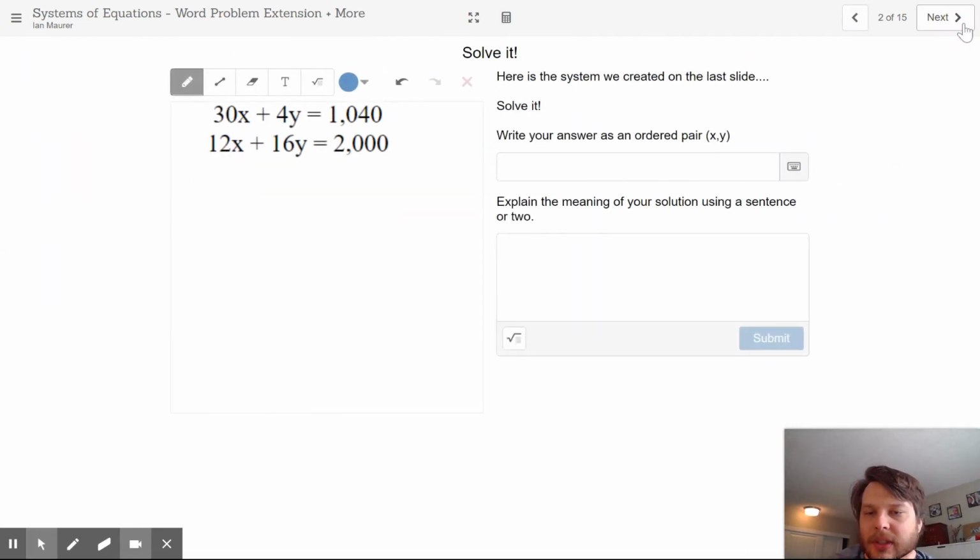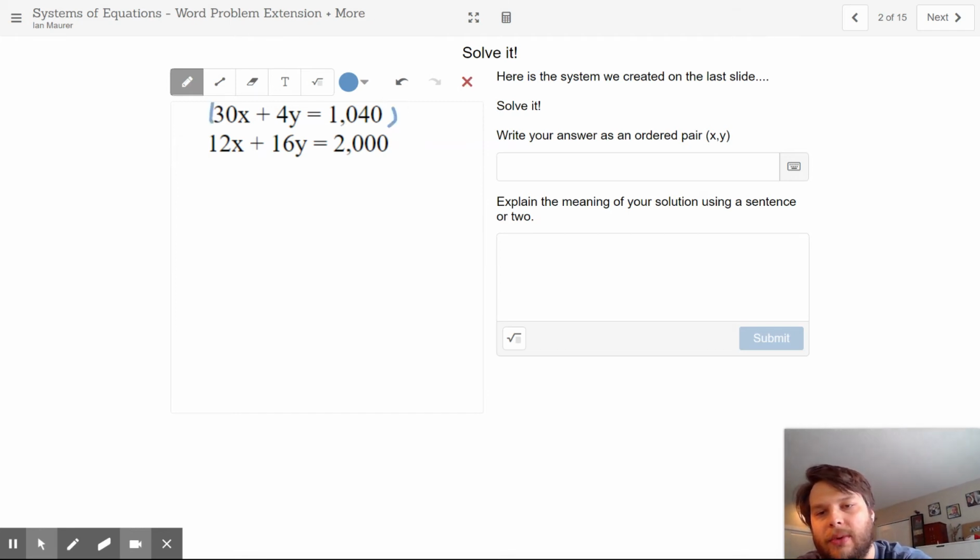It copies them over onto the second slide. This looks like an elimination problem because the X and the Y are lined up on top of each other. Both equations are in standard form. However, nothing's ready to eliminate. I can't eliminate the X's and I can't eliminate the Y's. So what I'm going to do first is multiply one or both equations to match them up.